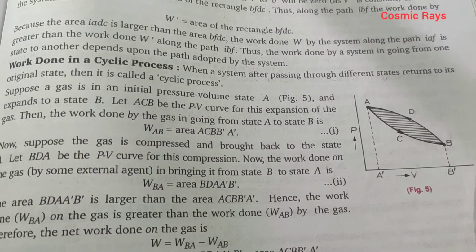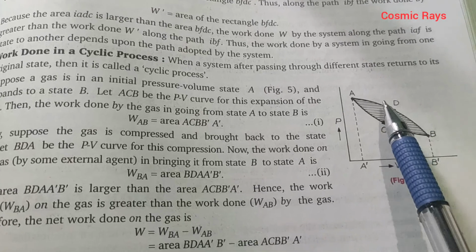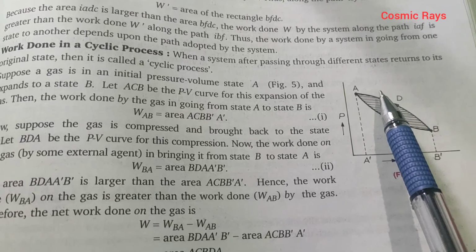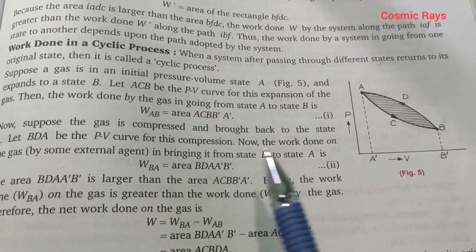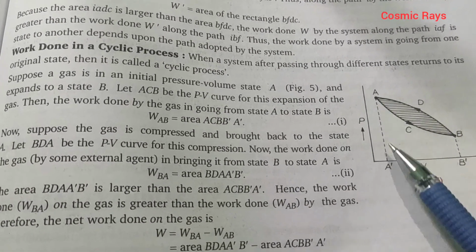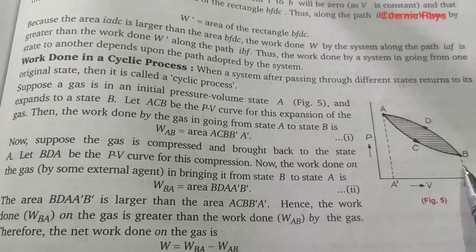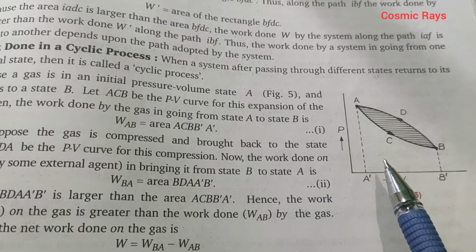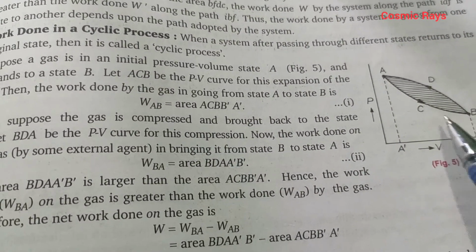Now similarly, if the gas is compressed and from point B or state B it is brought back to state A, then in this case the work done from point B to A is equal to area B D A prime B prime. So we notice that this portion, taking the upper portion, is bigger than the initial one where we had only this portion, the lower part.